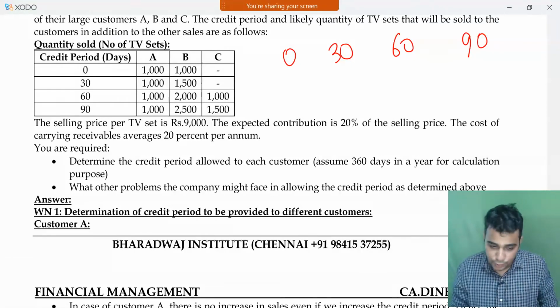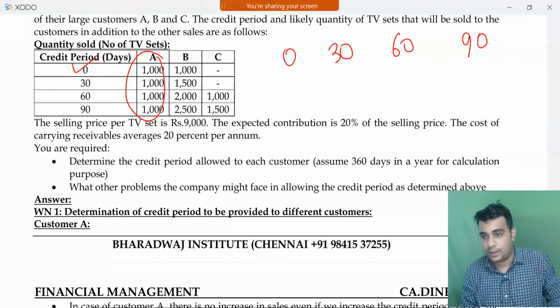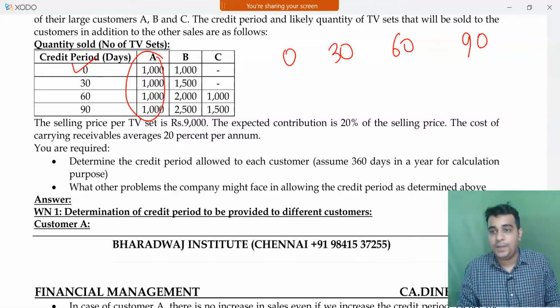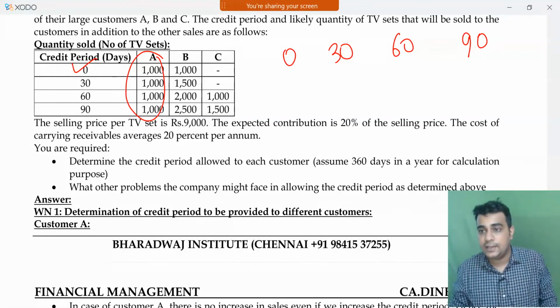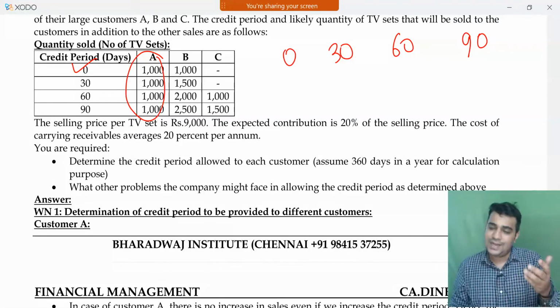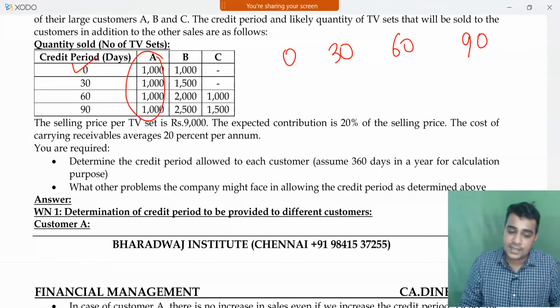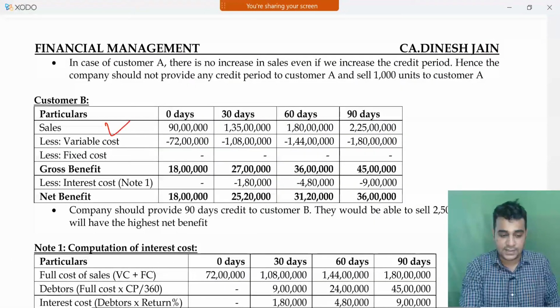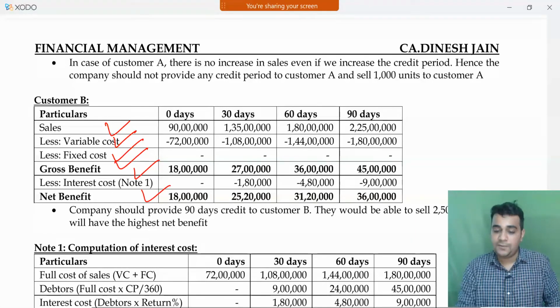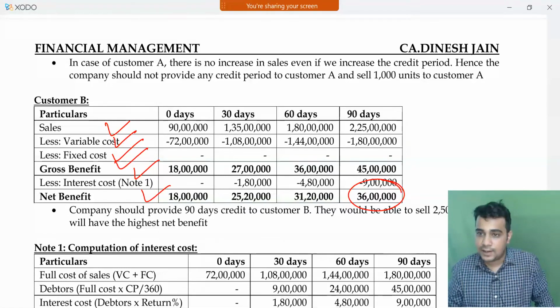Customer A, I am not going to do anything because his sales do not change. So it's better to give him no credit period. Whether you extend a credit period or you don't, he is very clear that he will buy only 1000 units. So let's give no credit to him, because when I give credit, I'll have interest cost. In customer B, the sales keeps changing. So you will have to do the statement in the same format. Sales less variable, less fixed, gross benefit, less interest cost, net benefit. The net benefit is the highest at 90 days.